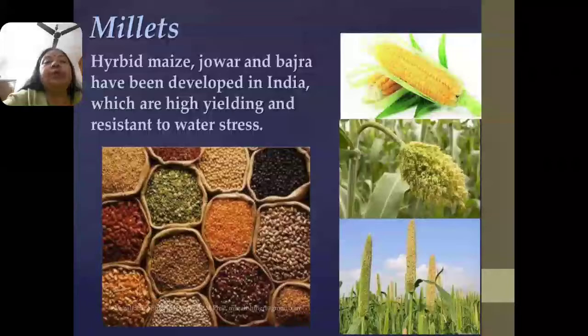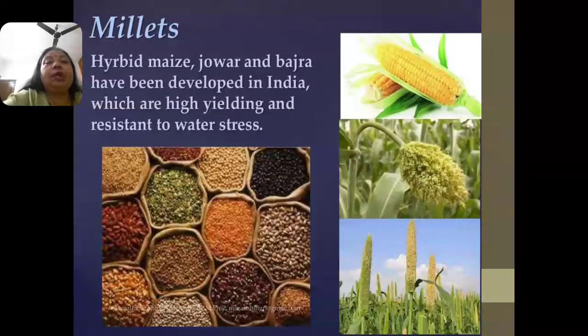A few millet crops like hybrid maize, jowar and bajra have been developed in India, which are very high yielding and resistant to water stress. Because millet crops are cultivated in the rainy season, they have to be resistant to water stress or waterlogging.